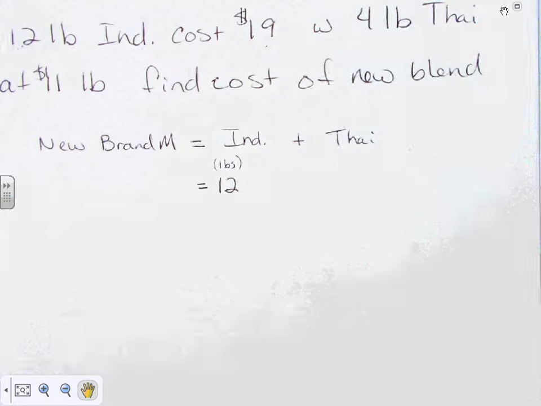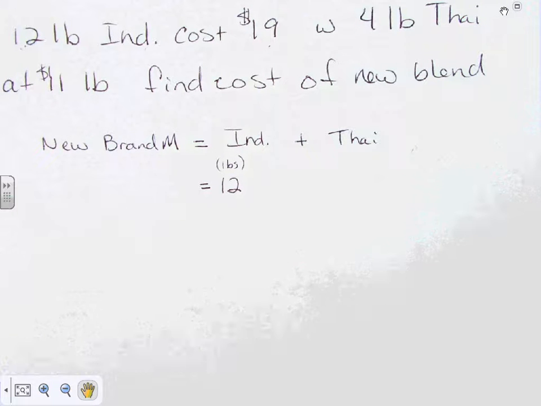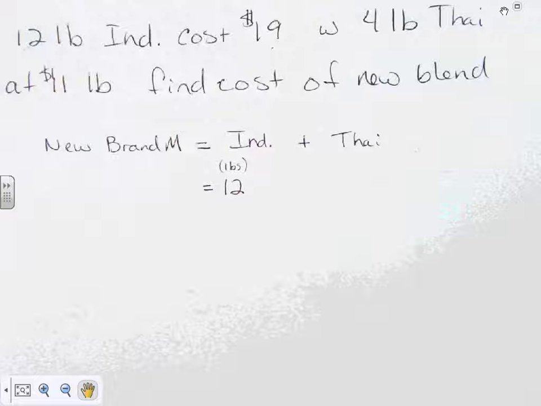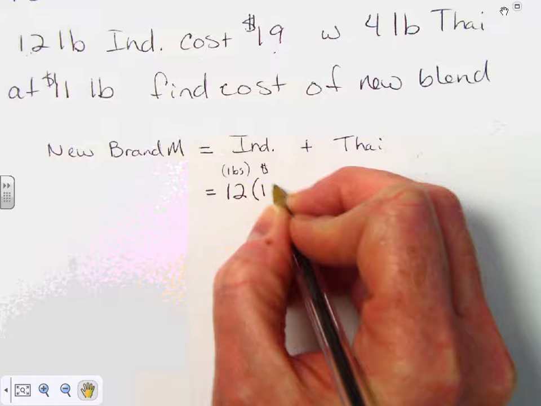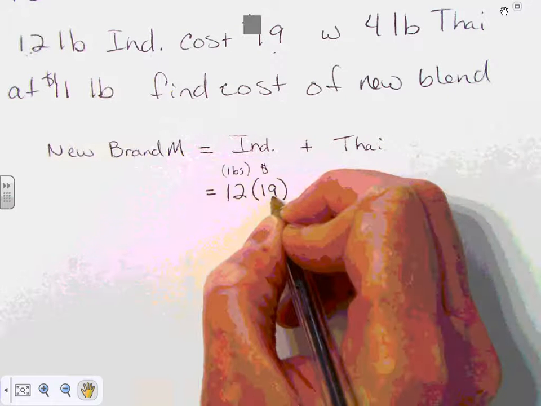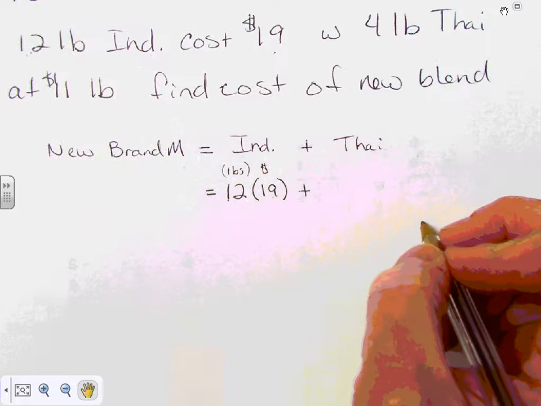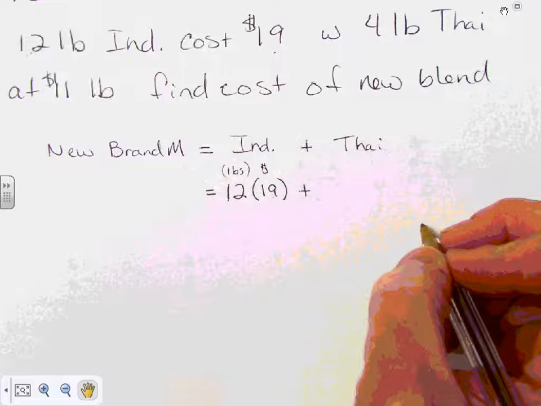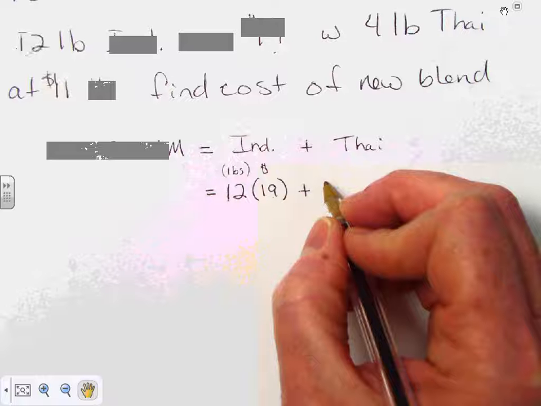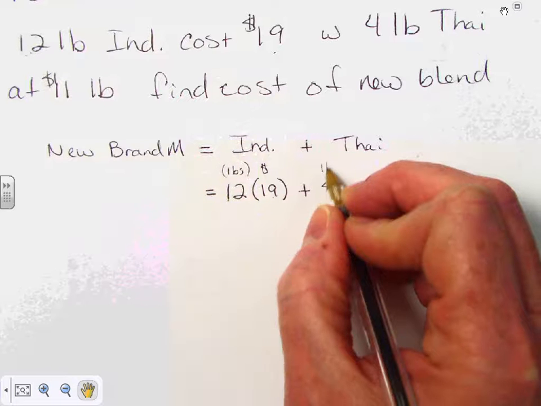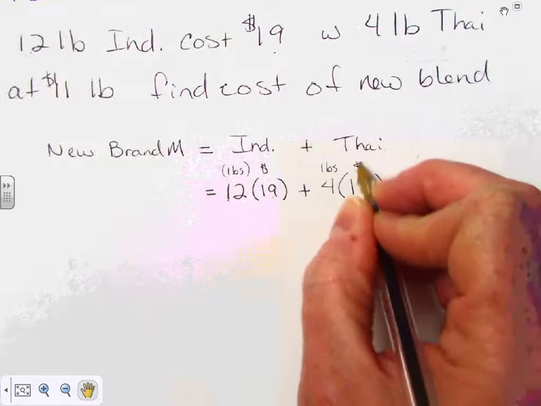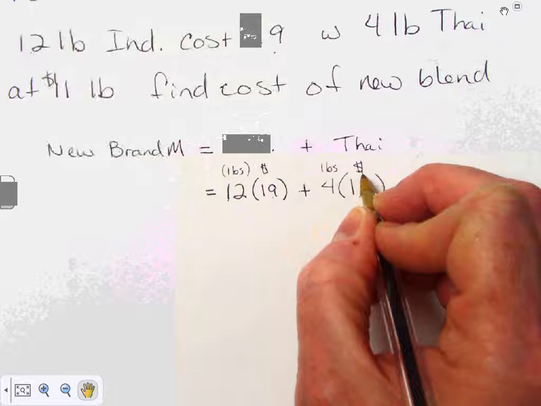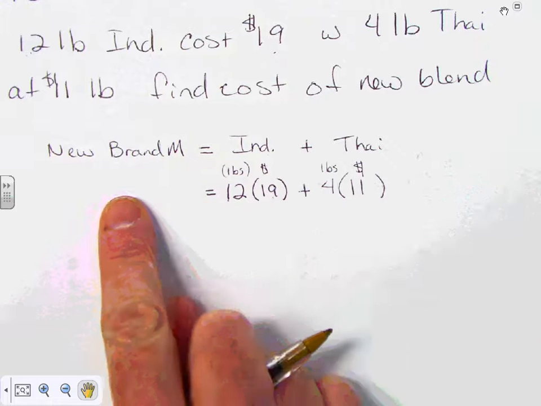Did we know anything else about the Indonesian cinnamon? It costs $19 a pound. So I'm going to put a little dollar sign above the 19. So 12 pounds at $19 a pound, added to the Thai cinnamon. What did we know about the Thai cinnamon? I need 4 pounds of it. And how much did it cost? $11 a pound. These two cinnamons put together will create my brand new one.